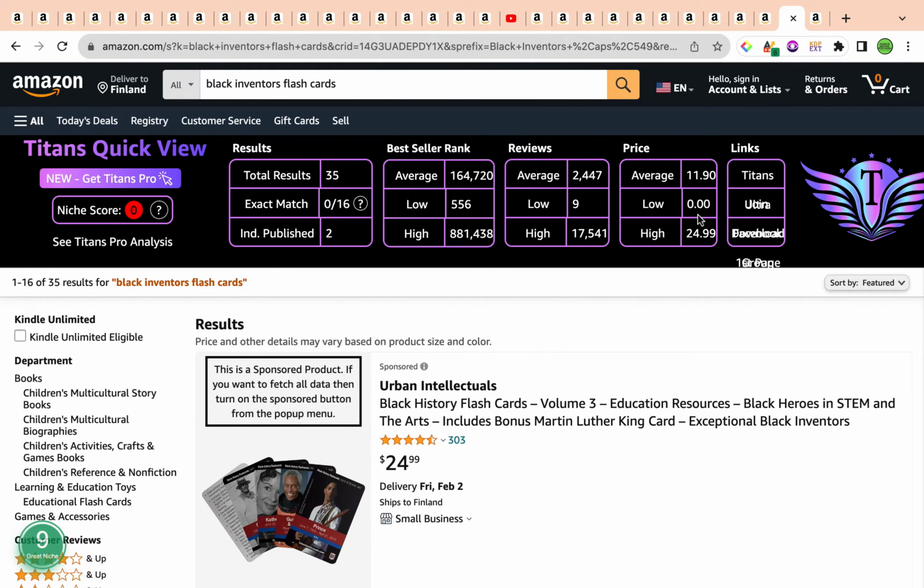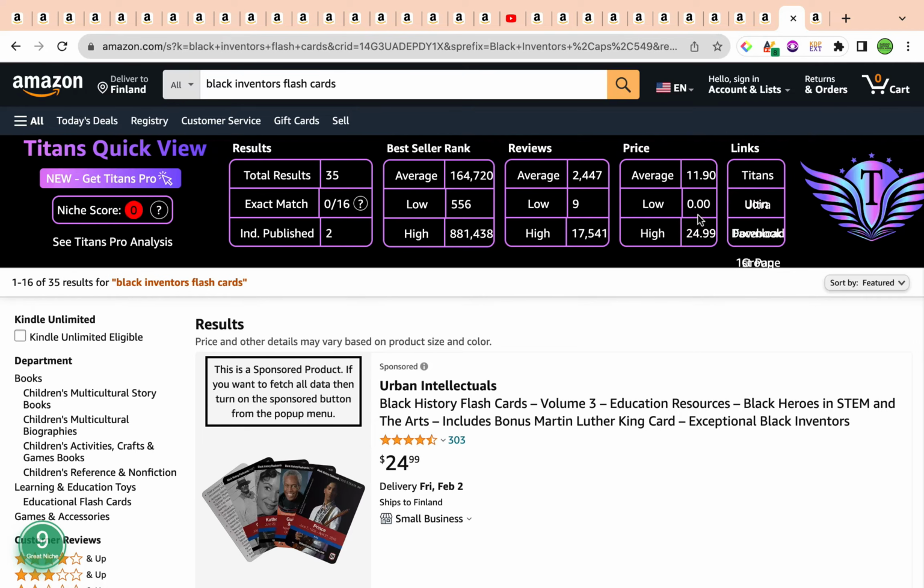Here we are focusing on Black Inventors, so we can go ahead and divide our book based on the types of inventions, whether they have to do with history, science, engineering, art, any of these different topics. We can divide our book based on that. Also, we can niche down whether we want the flashcard book to be for adults, or whether we want it to be for children.